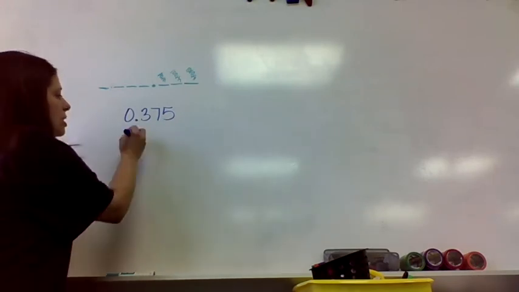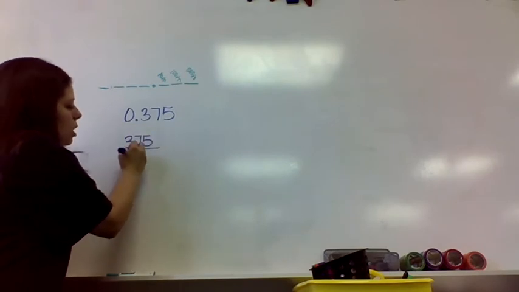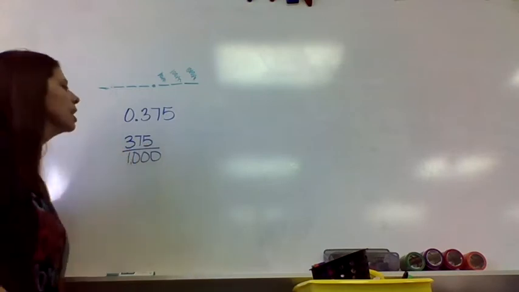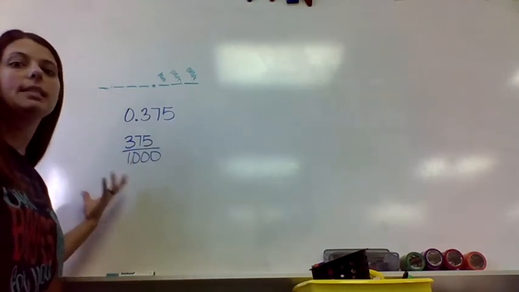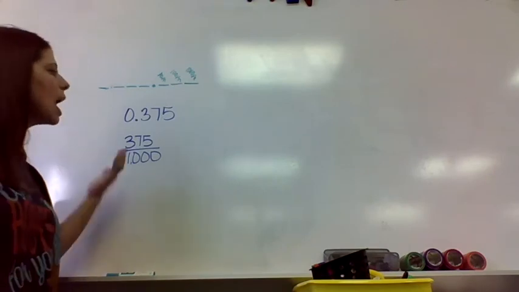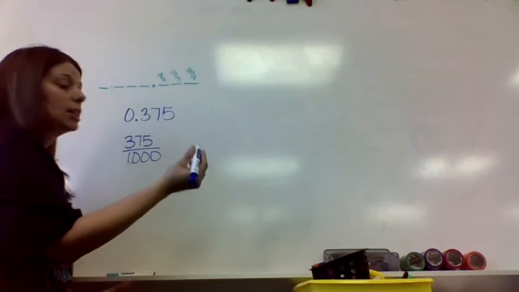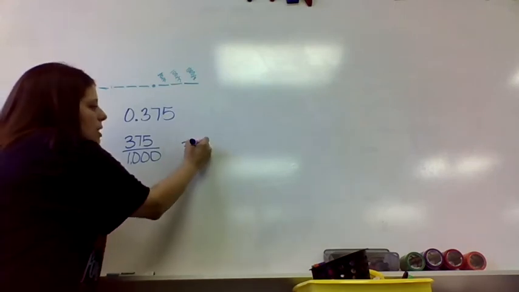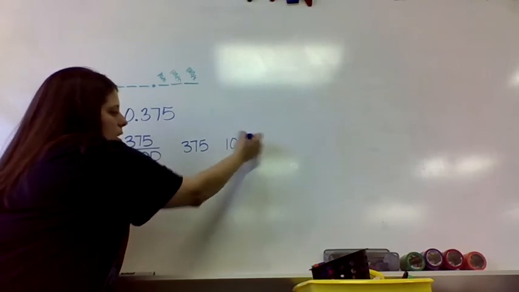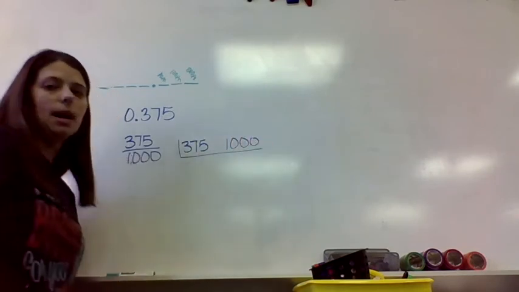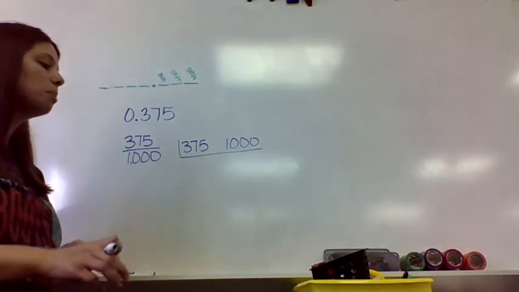If you wrote this out as a fraction, you should have gotten 375 over 1,000. Now, I absolutely know that this is not in the most simple form. So I'm going to go ahead and set this up in my fraction ladder. I'm going to put 375 and 1,000, and put my bracket around it. And I want to see how many times I can find a number that will divide into both of these.